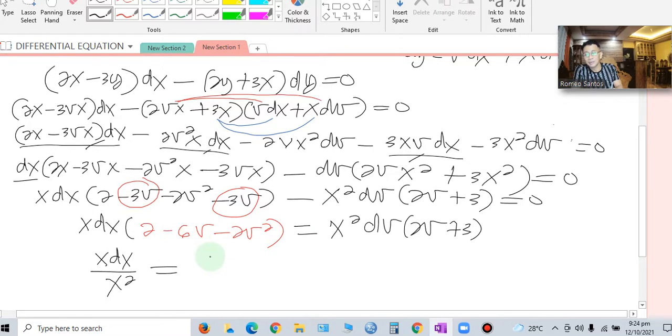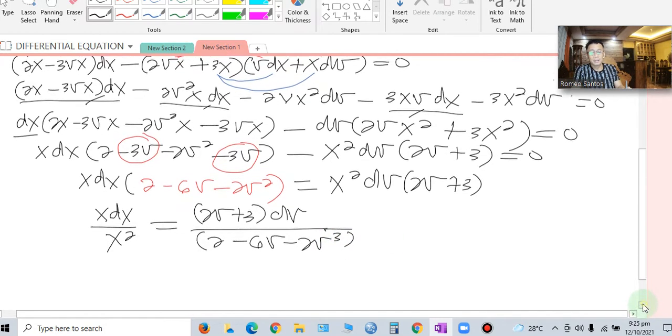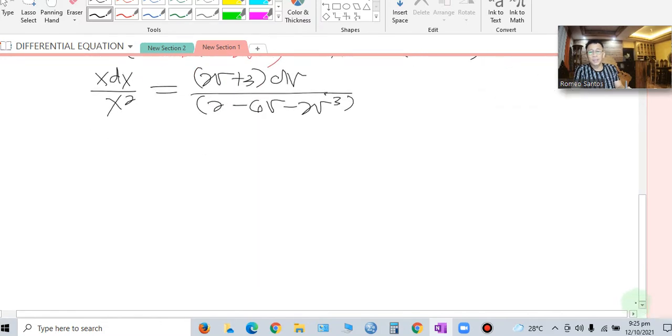So we have now (2v plus 3) dv. Yung x squared nasa baba na, cross multiply natin. So we have now 2 minus 6v minus 2v cube. Okay, so yan ang natin. So, as you can see, nasiseparate na natin yung variables. Diba? Yan na. So, simplifying, we have cancel na yung x, dx over x. Oy, logarithm na to.